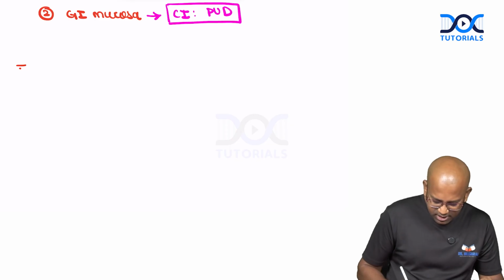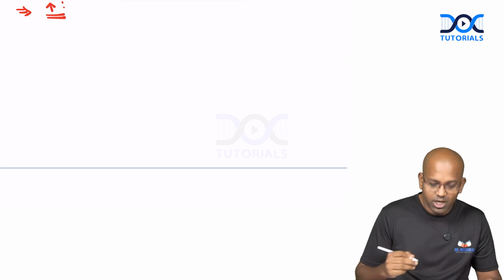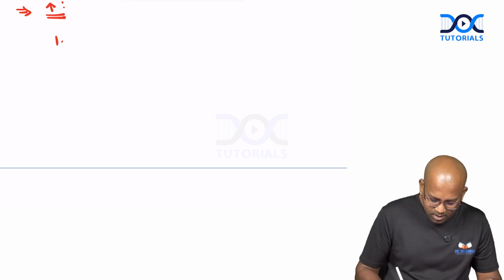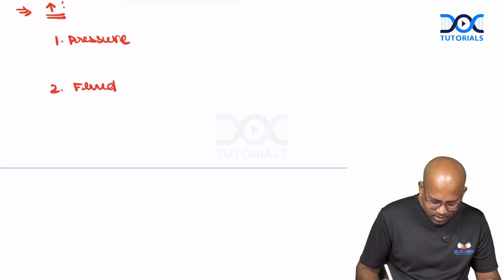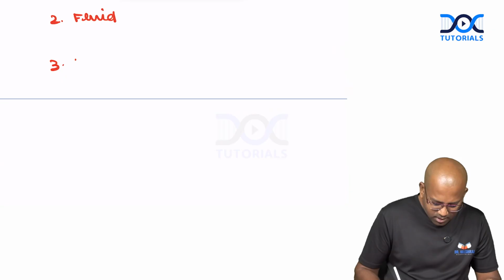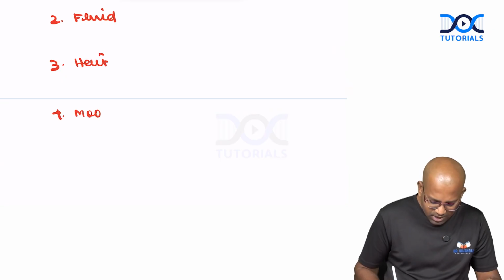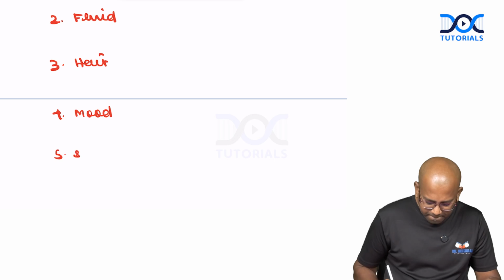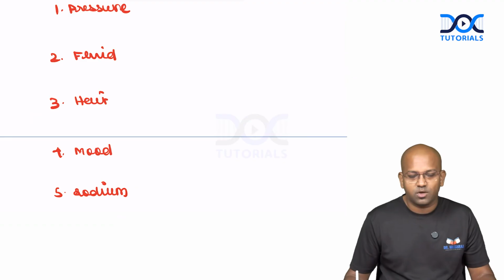Moving on to the second set, it will increase a bigger list in the body. What are the levels which are going to be increased further? It will be increasing pressure, fluids, hair, mood, and sodium. All these 5 levels are going to be increased by steroids.